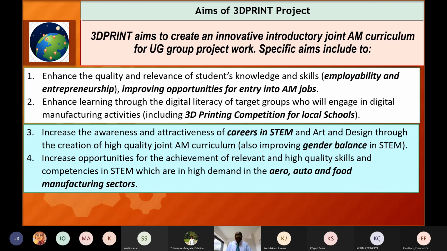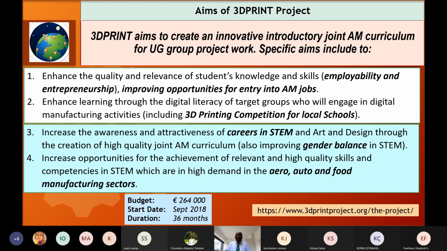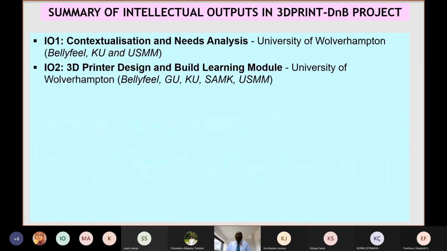Increasing opportunities for the development of skills that are relevant to industry, the aero, auto, food, and manufacturing sectors of the economy. Those are the objectives. The budget for the project is about 264,000 euros. The project started in 2018 and finishes this month, a 36-month project. I have referenced the project website earlier, so you can get more information from there.